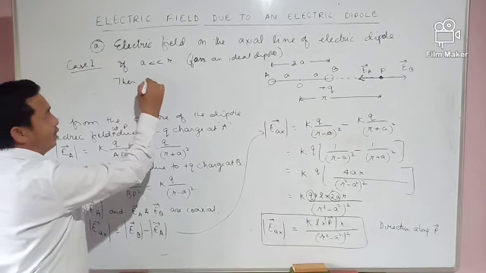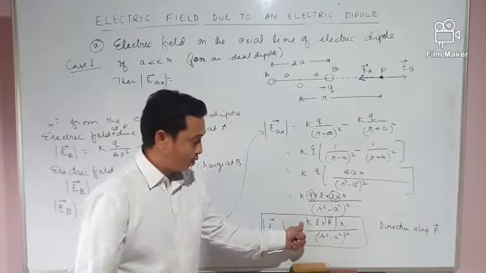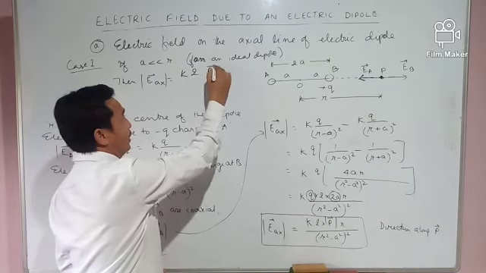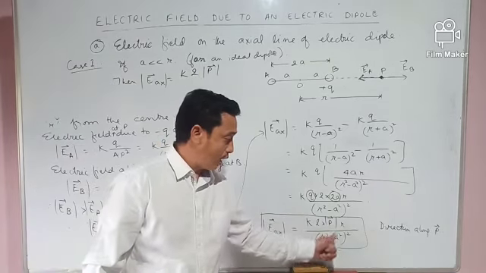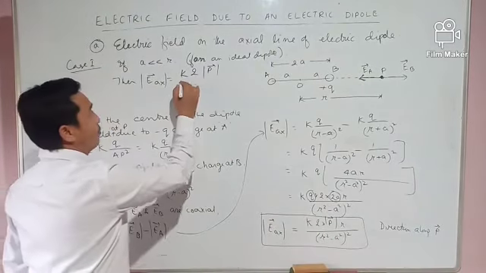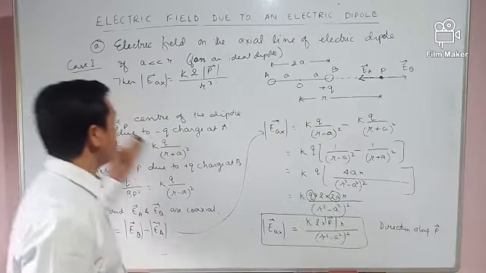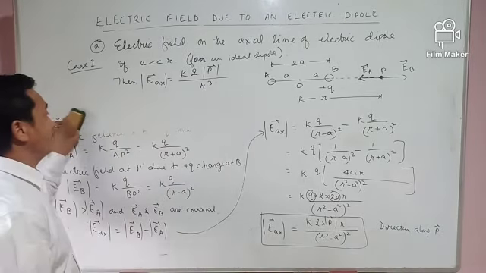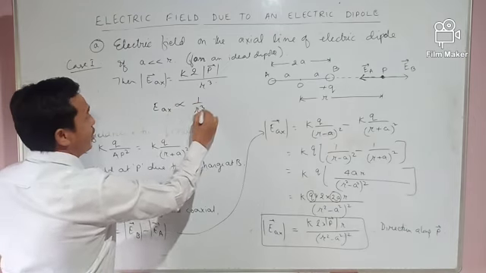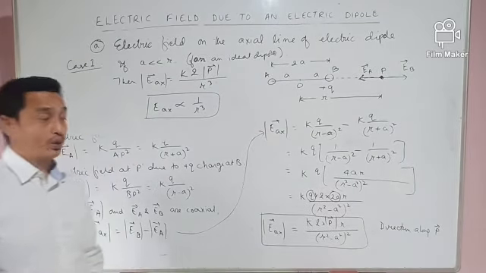Then E axial can be written as K, 2, P, and now in the denominator (R square) whole square gives R power 4, because A is neglected. So we get R power 4 in the denominator, and one R cancels, leaving R cube. So in this case we find that the final result for E axial is inversely proportional to R cube.